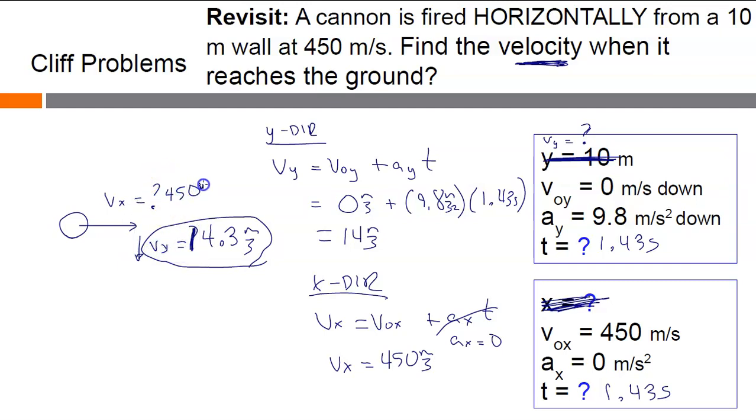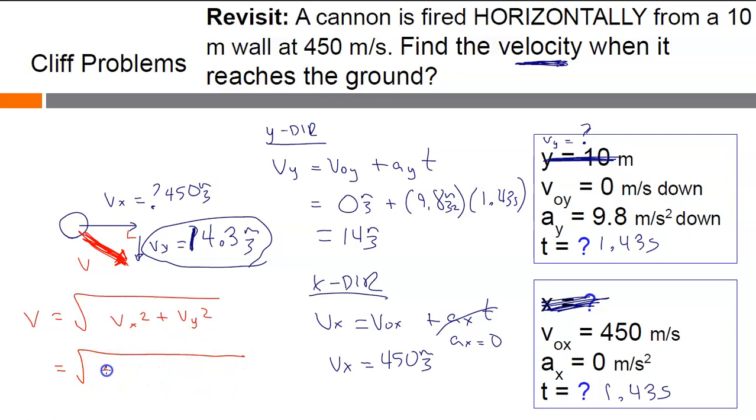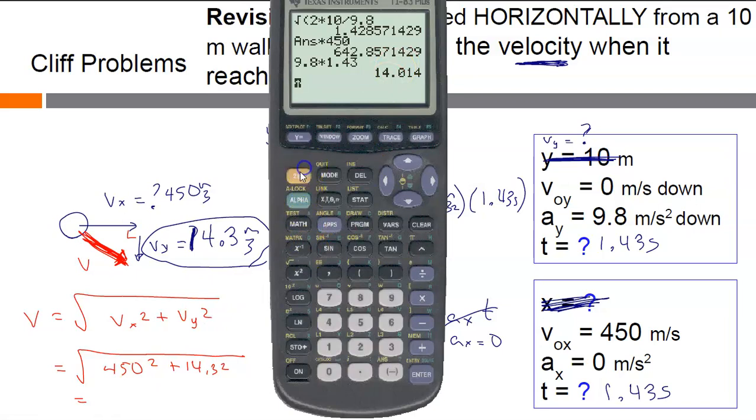And what I really want to know is how fast it's moving with both of those components. So I'm going to draw a little arrow right here. That's its real velocity right there. And you recognize that as a right triangle. I've got two sides of the right triangle. So I could apply the Pythagorean theorem right here. And I would have 450 squared plus 14.3 squared. Yeah, I should have put the units. I'm out of room. And that would be a square root of 450 squared plus 14.3 squared.